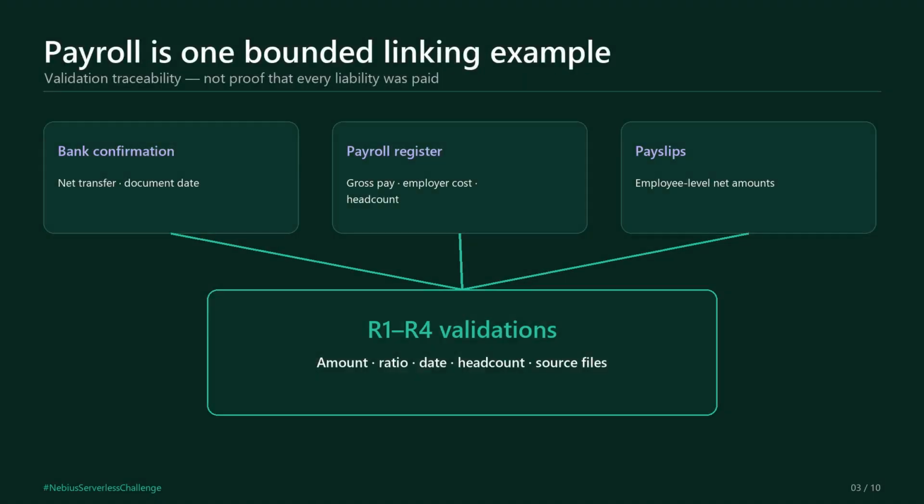Payroll demonstrates the implemented event linking pattern. The extraction event linker groups a bank confirmation, payroll register, and payslips by company and document month. For deterministic checks, it compares bank and payslip totals, employer cost ratio, the bank document date, and headcount. Validation findings carry the relevant source file names, which is the traceability implemented today.